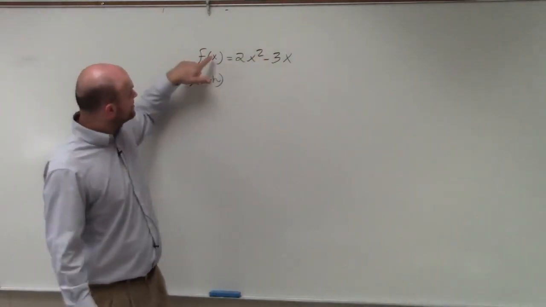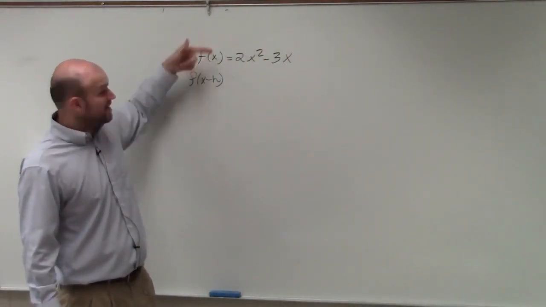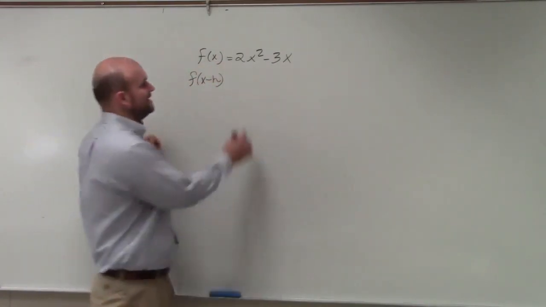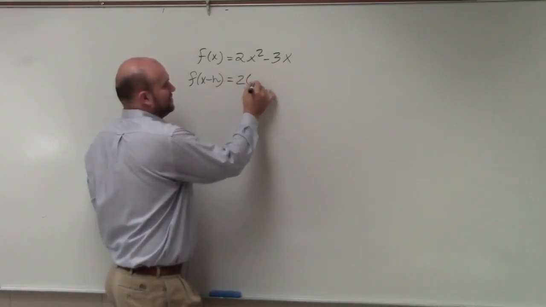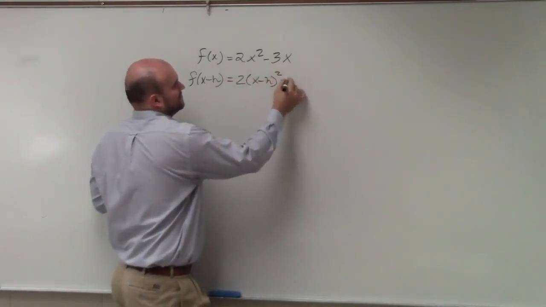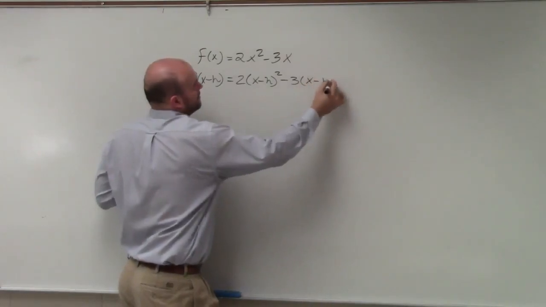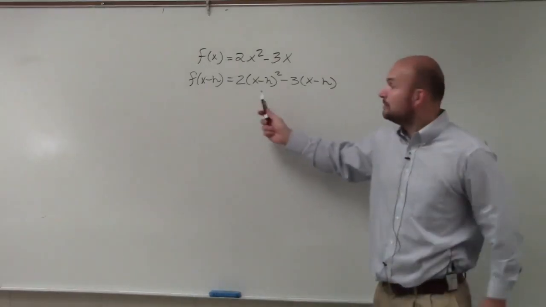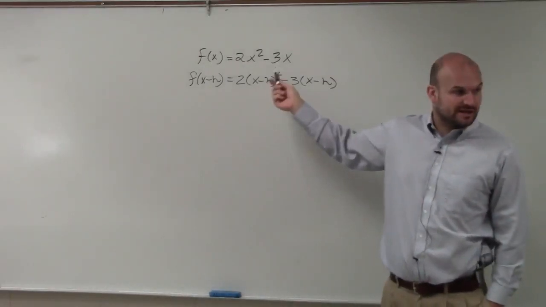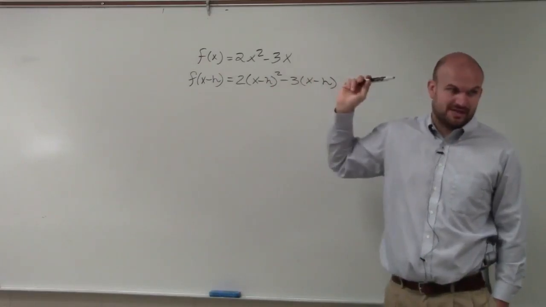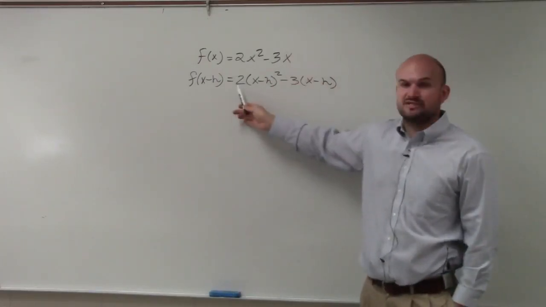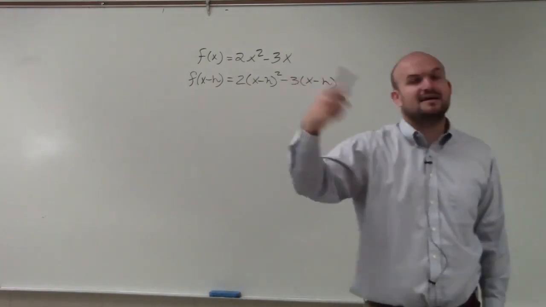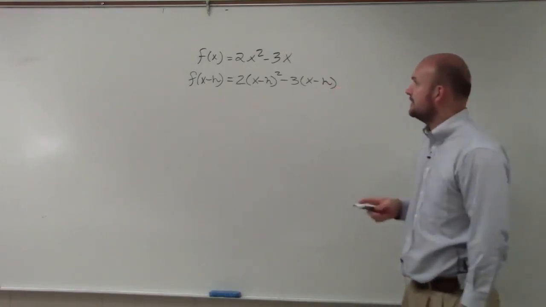X represents our input. Here is our function. So if our input is now x minus h rather than x, I need to replace all of my x variables with x minus h. And make sure you also keep your parentheses. OK, so now, by following the order of operations, I know that I need to apply the power before I do any multiplication or division. A big common mistake students make is multiplying the 2 inside before squaring. Remember PEMDAS: parentheses, exponent. So we need to do the powers first.